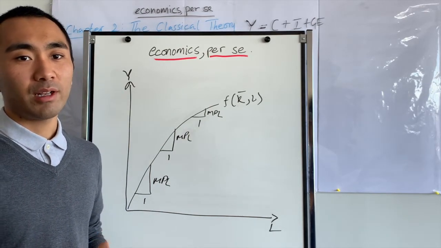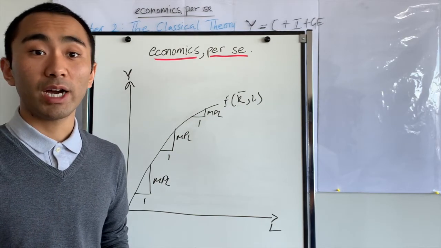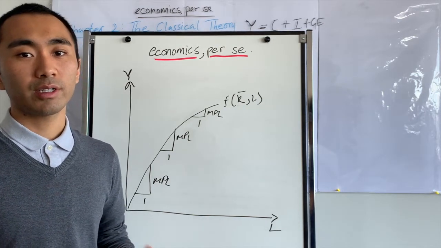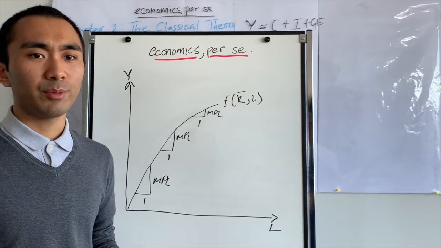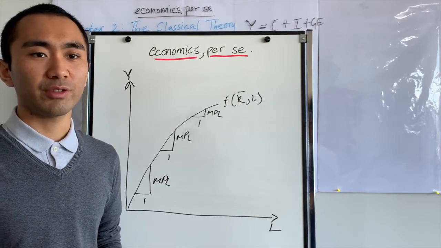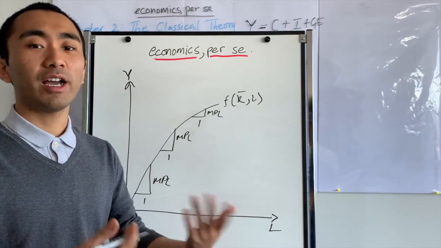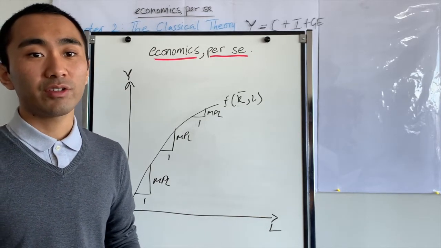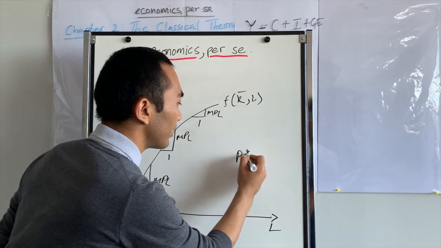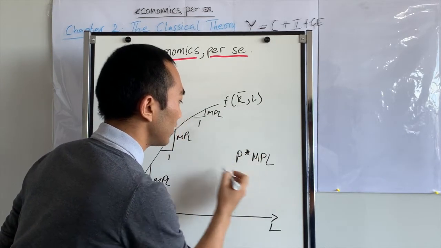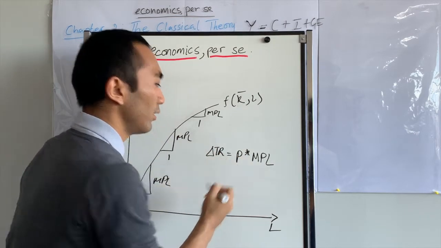Now, from the MPL is where we can derive the demand for labor. When the firm is deciding whether to hire an additional unit of labor, it considers how this decision would affect profits. This means the firm has to compare the extra revenue generated from the increased production with the extra cost of the higher spending on wages. The change in revenue can simply be calculated as price times the MPL. This is the change in total revenue.